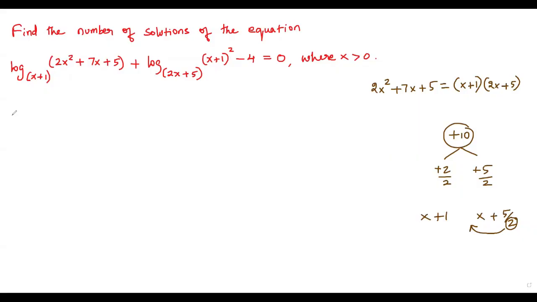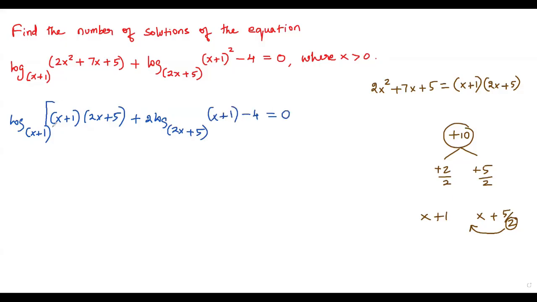So let me write the first one, that is log base x+1. And for this quadratic expression, we got the factor form, that is (x + 1)(2x + 5). Let me write it. So here I can use the power rule of logarithm. That is, if the argument of a logarithm is a power, then the exponent can be moved in front of the logarithm and multiplied by the logarithm. Then I'm getting 2 times log base 2x+5 of (x + 1) − 4 = 0.